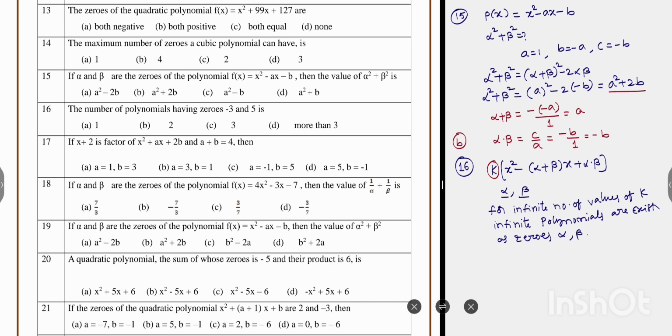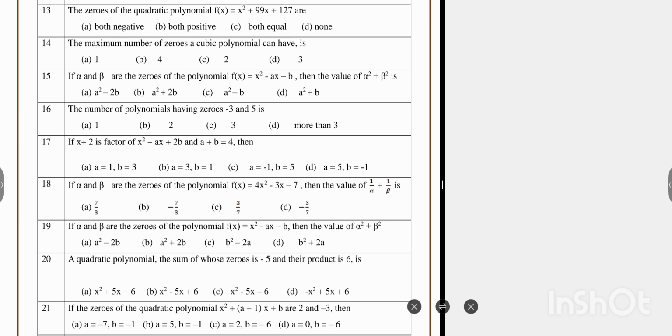Alpha and beta means what? Here, what zeros are given? 3, minus 3, 5. Not only one polynomial or two polynomials, infinite. Infinite means what? More than 3. So option D is correct. Next, question number 17.